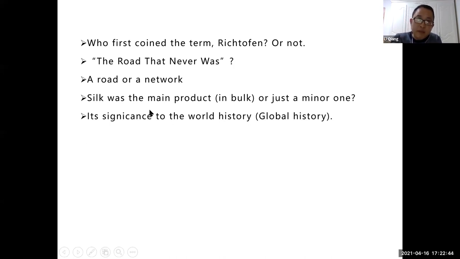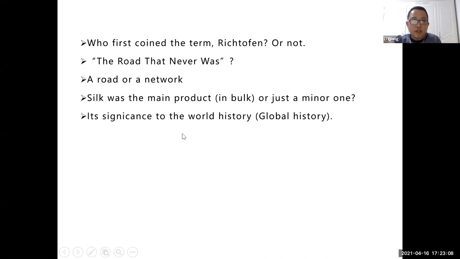Since, as we mentioned before, at the beginning, the road was coined the Silk Road. So it became a general term accepted by us like this. And it's significant to world history, especially global history. Some people just wonder about its significance.